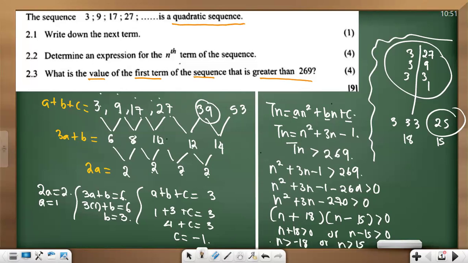N is greater than negative 80, or n is greater than 50. This one cannot be the solution. N has to be positive. But check something. N should be greater than 50. I'm looking for the first term value, so the first integer.